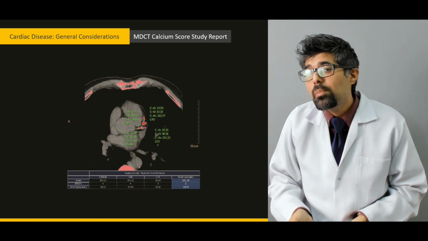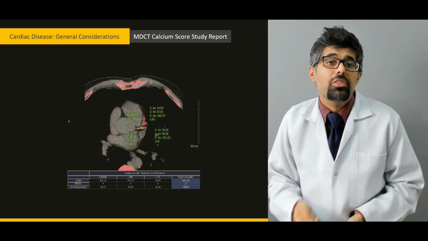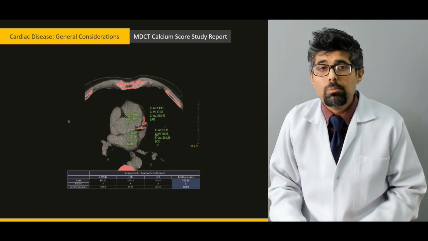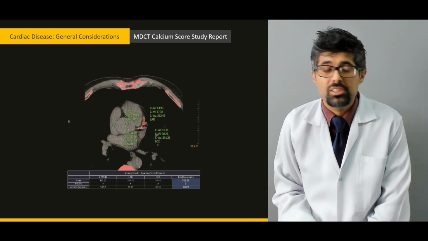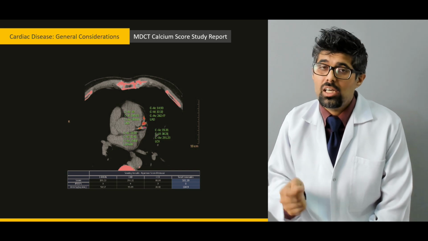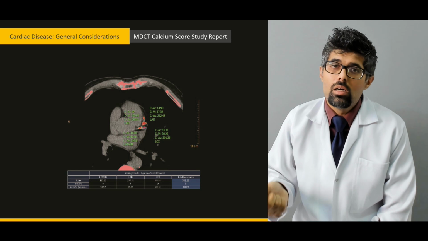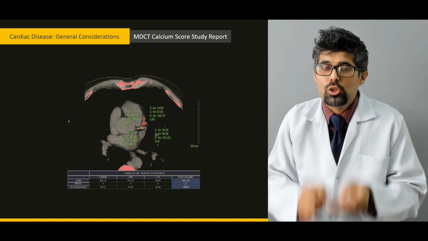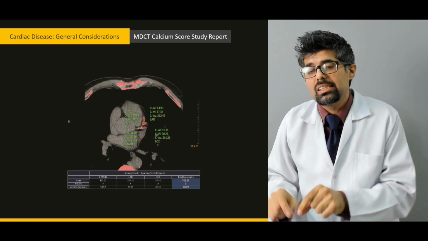But if the patient has a calcium score of more than 1000, or if the patient has triple vessel coronary artery disease, TVCAD, then that patient is a candidate for CABG. This scoring is what we call risk assessment.